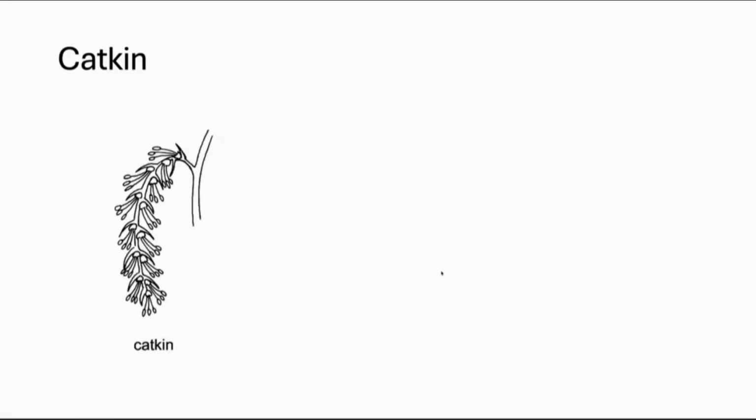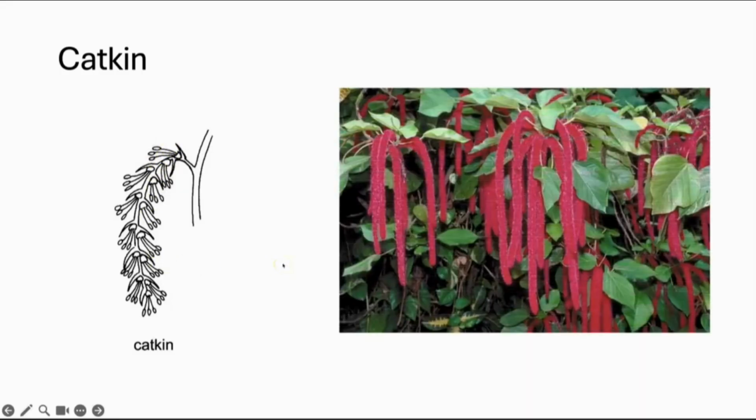Next one is catkin inflorescence. It is also similar to raceme type. You can see here with a small stem, the flowers, the florets we say here, are attached to the main axis. So the example of catkin is Acalypha hispida.